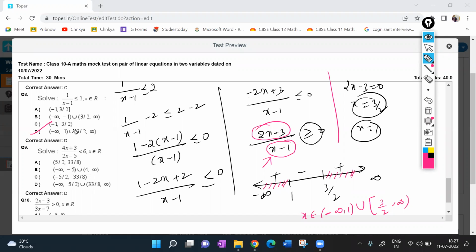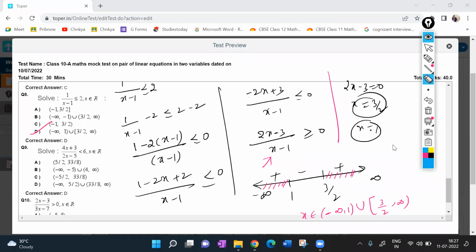Tell me, why does x belong to minus infinity comma 1 in x minus 1? And why does 1 not have a closed bracket? I'll explain to you. Listen to me carefully. I already explained, I'll explain one more time.